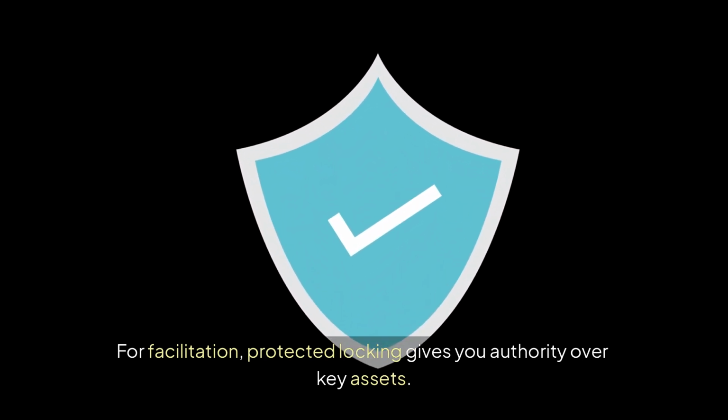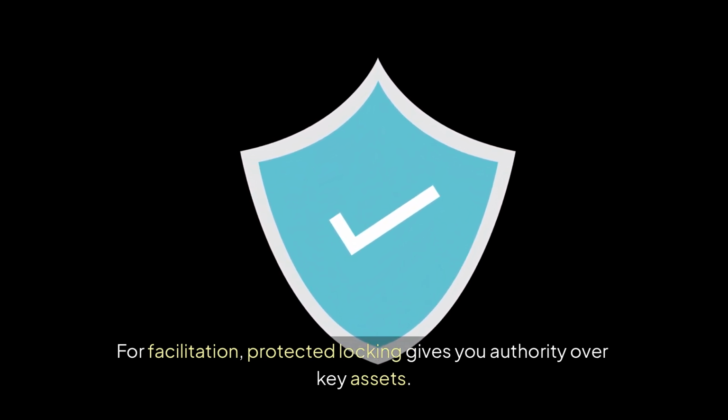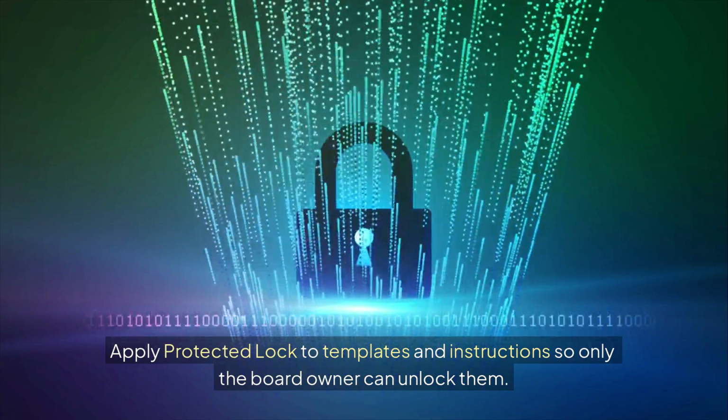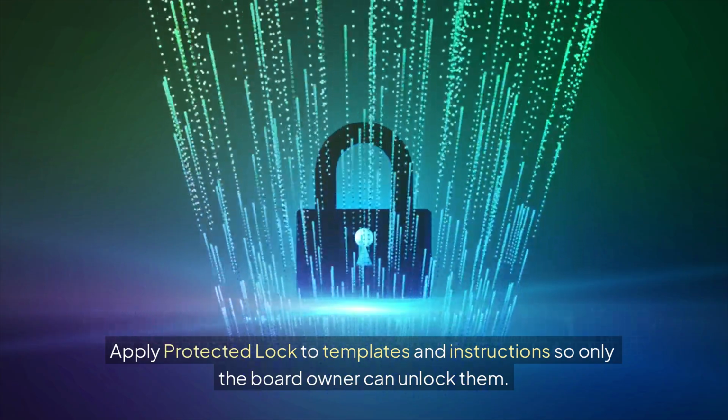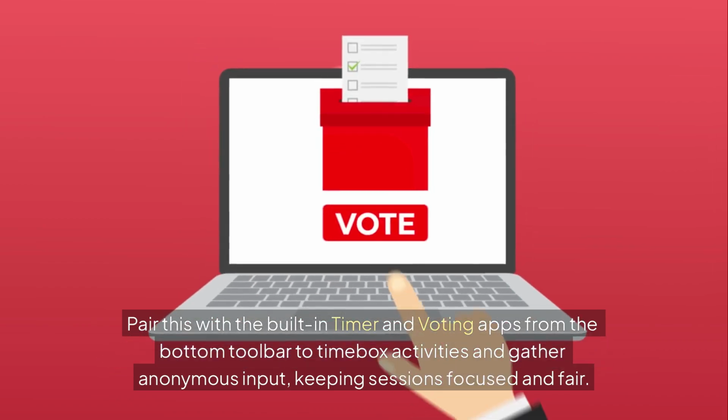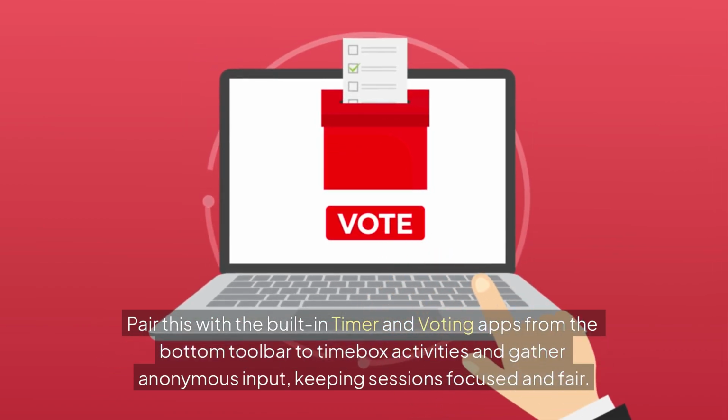For facilitation, protected locking gives you authority over key assets. Apply protected lock to templates and instructions so only the board owner can unlock them. Pair this with the built-in timer and voting apps from the bottom toolbar to timebox activities and gather anonymous input, keeping sessions focused and fair.